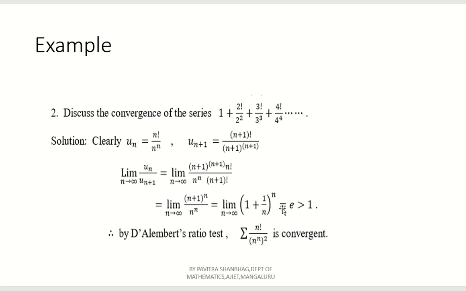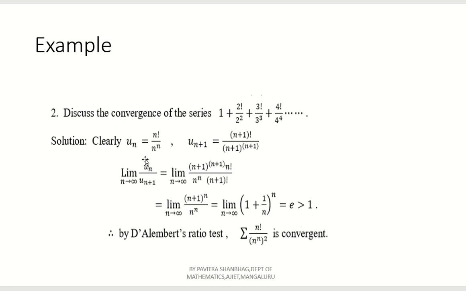Now e is greater than 1, but we have taken the ratio in reverse order. un by un plus 1 we have taken. So if e is greater than 1, in that case it is convergent because we have taken un by un plus 1. Or if you compute in reverse order, un plus 1 by un, obviously 1 by e, it is less than 1, that means convergent. Okay, so by D'Alembert's ratio test, the given series is convergent.